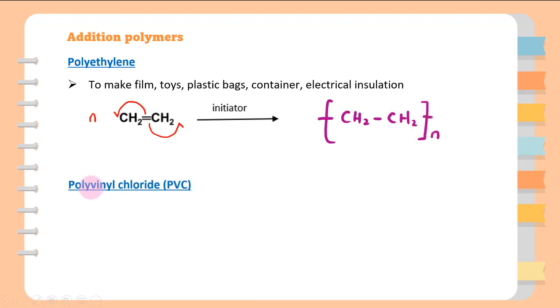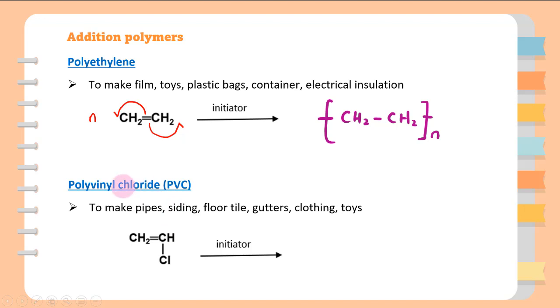Another example here, we have polyvinyl chloride, which is known as PVC. The uses are to make pipes, siding, floor tiles, scooters, clothing, and toys. So for the structure of PVC, you have this vinyl chloride. Again, in the presence of initiator or in the presence of peroxide, you're going to open up this multiple bond. Starting from the double bond, one electron going to the left, another one going to the right, just next to the double bond. And then you're going to form this polymer. So exactly the same structure, but now we are opening up this double bond. Again, there's a missing n in front of this monomer to make a full equation.